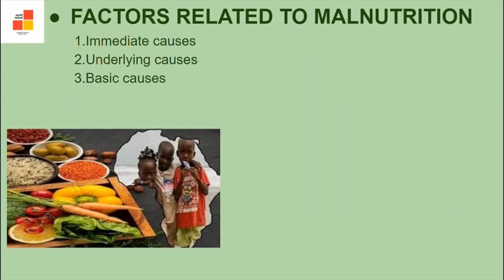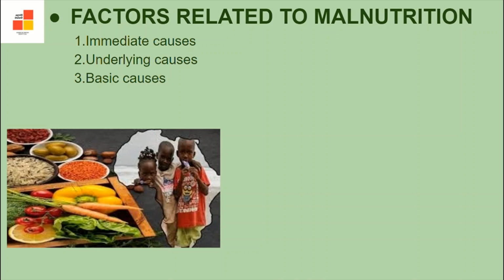Factors related to malnutrition: there are immediate causes, underlying causes and basic causes. Let's cover them one by one. The very first is immediate causes. These include faulty dietary intake, dieting amongst adolescents, and diseases like ringworm infection which cause less absorption.